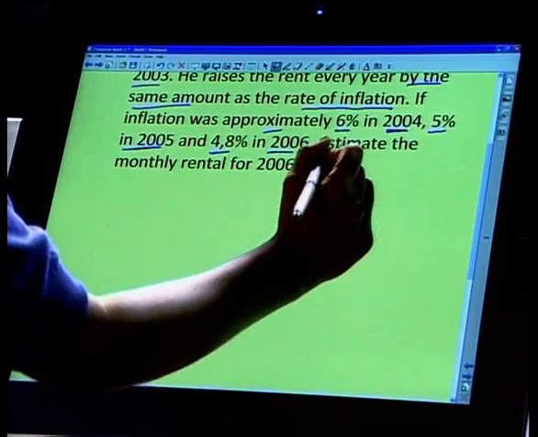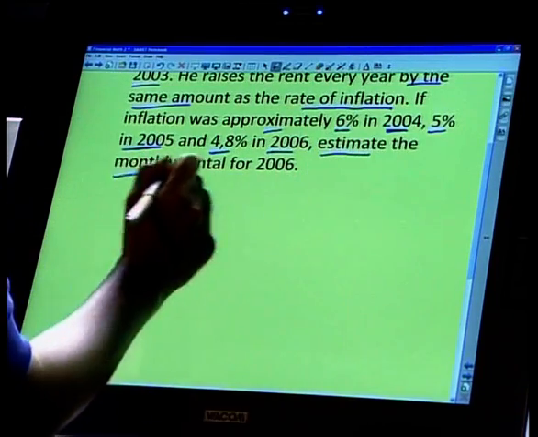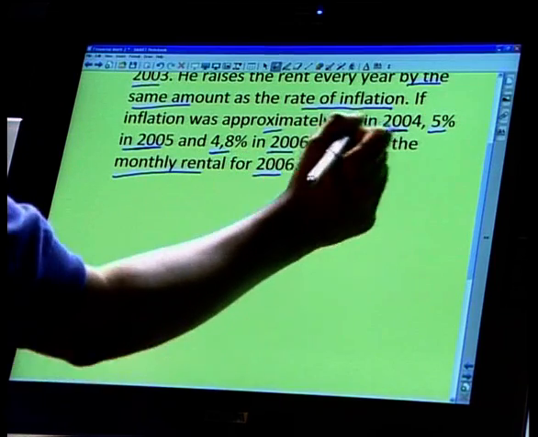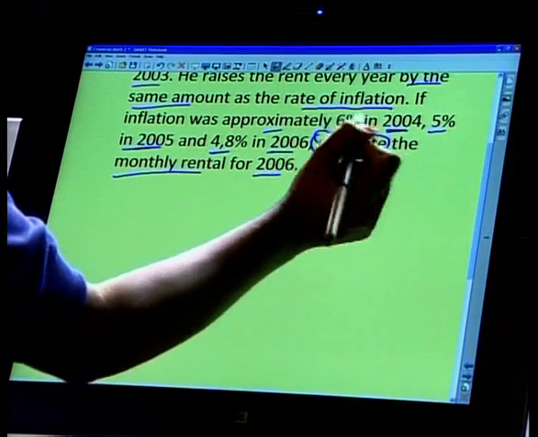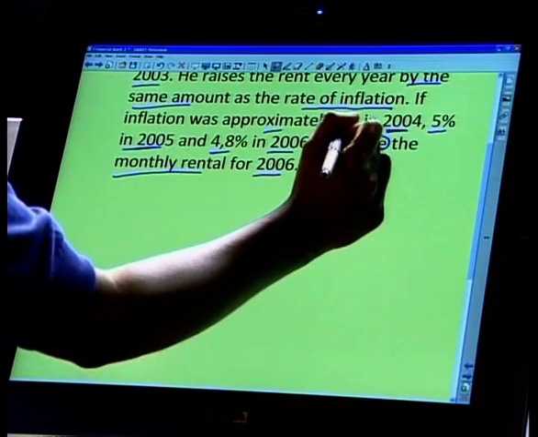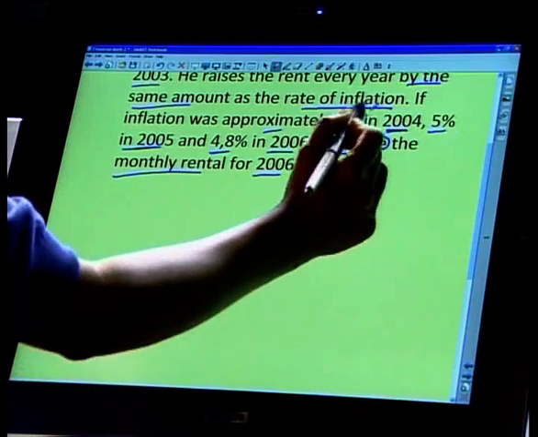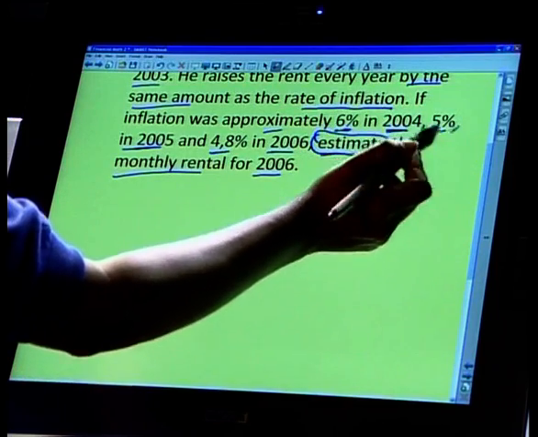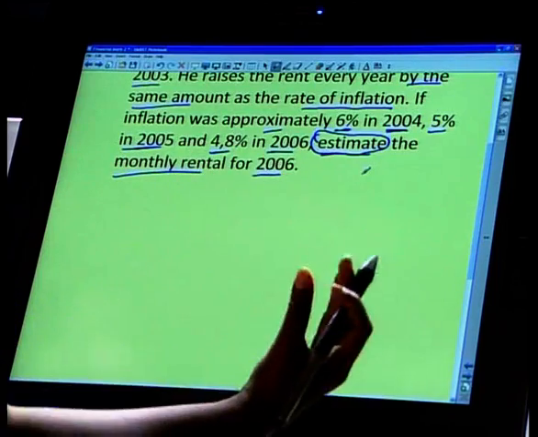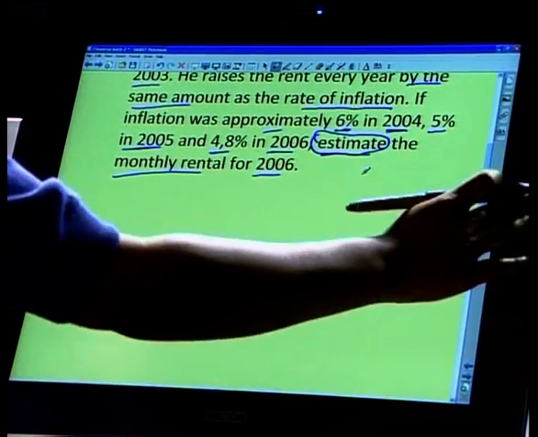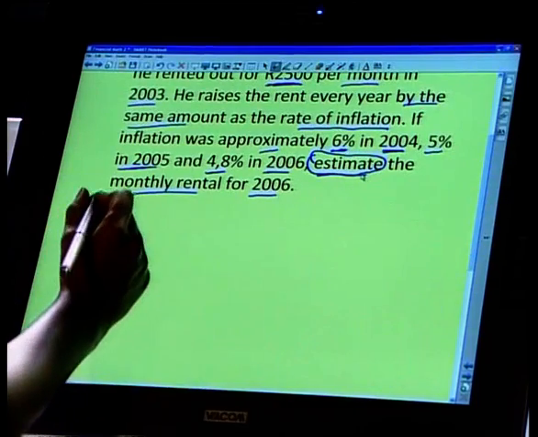They then want us to estimate the monthly rental for 2006. And the reason we're estimating here is because this is not exactly the inflation rate. The inflation, remember, changes every month. So this is just an average rate for the year. Okay, so it's just a rough estimate. So once again, your work on percentages becomes very important.